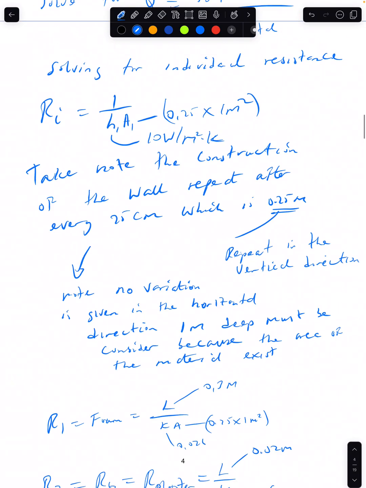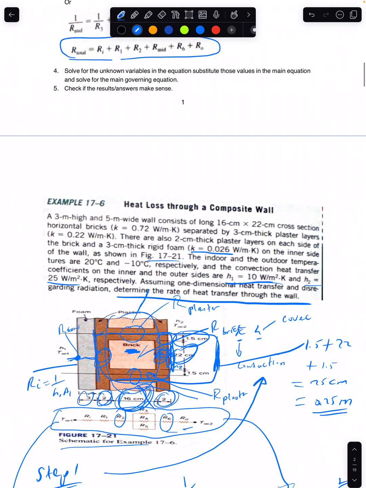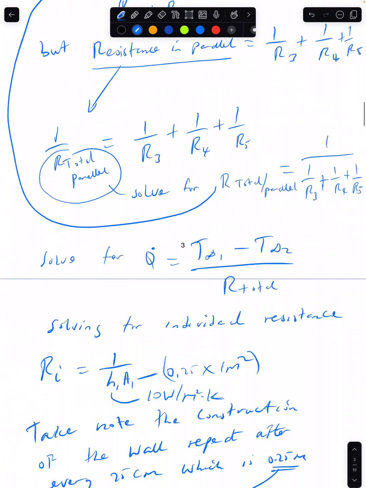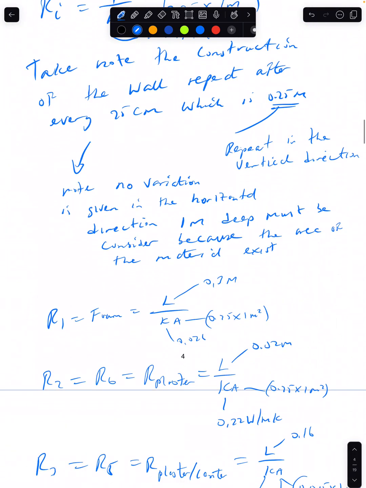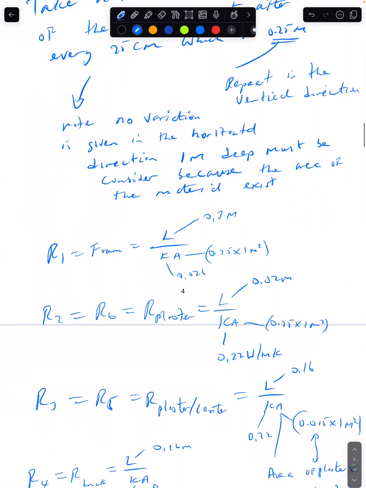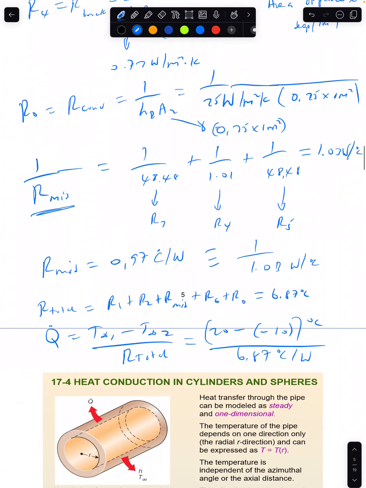Remember, if you look at the data, we have T infinity 1 and T infinity 2. Those are the values which we substituted here. And that is how we solve for that problem. And in that context, we have the answer as 4.37 watt. So that is the solution for the first exercise for today.